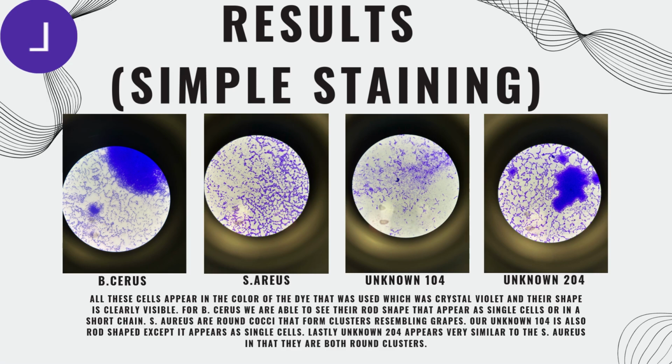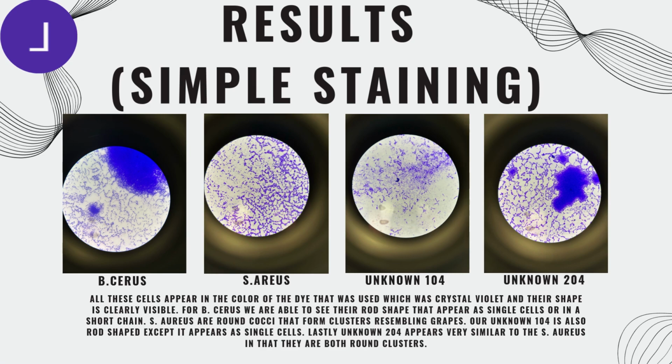So for the first set of results, we have the simple staining, on which we had four bacteria. The four bacteria were B. cereus, S. aureus, unknown 104, and unknown 204. All the bacteria are going to look the same color as the main dye that we used, in this case crystal violet. So it doesn't matter if they're gram negative or gram positive, we're still going to have purple in them because of the crystal violet. This stain is not to see the type of bacteria, it's just to see shape, size, and arrangement.